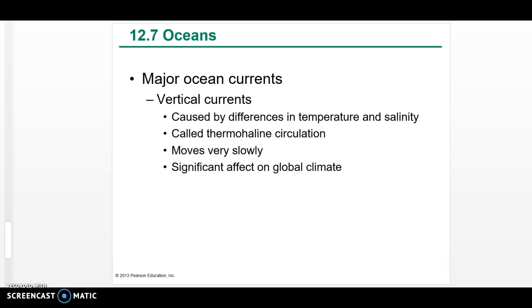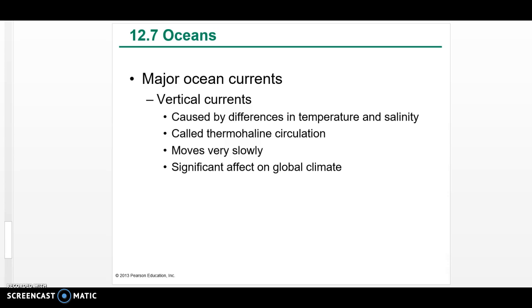Then there are what we call vertical currents. These are the deep ocean currents. They are caused by differences in temperature and salinity. So here's the thing. Right now the salinity of the oceans is 3.5%.